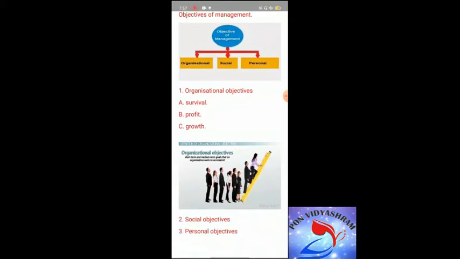Moving to the next heading, objectives of management. What do you mean by objectives of management? It is nothing but the aims of management. It is again divided into three, namely organizational, social and personal. First we'll start with the organizational objectives. Organizational objectives have three basic objectives to be achieved. First is survival, second is profit, third is growth.